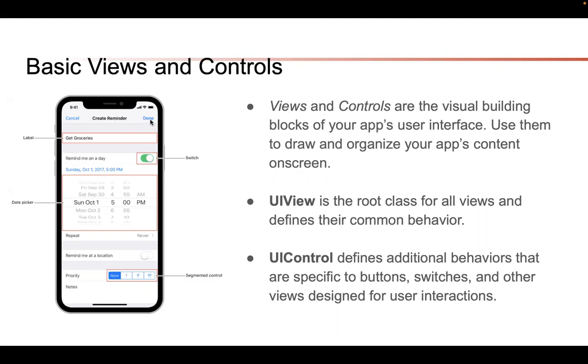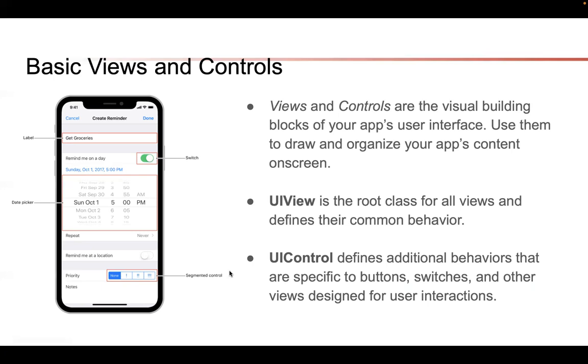Then there are cancel buttons. Buttons are subclasses of views, but buttons have the properties of UI control also. So UI control gives them some extra properties, as we have seen for buttons initially. Again, this is the label. This is the switch, which we generally call a toggle also. This is the picker. This is the segment control. So all these are the basic views and controls.